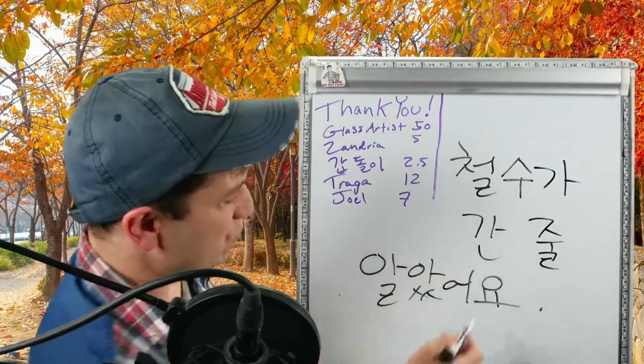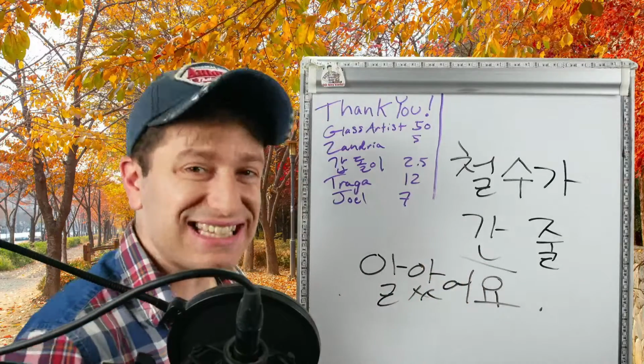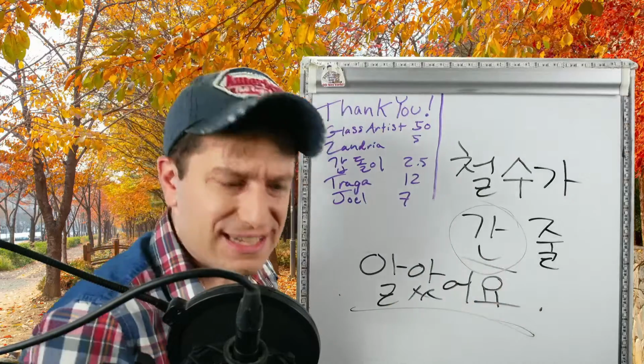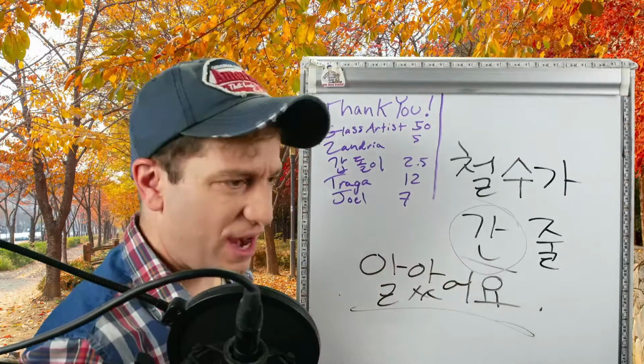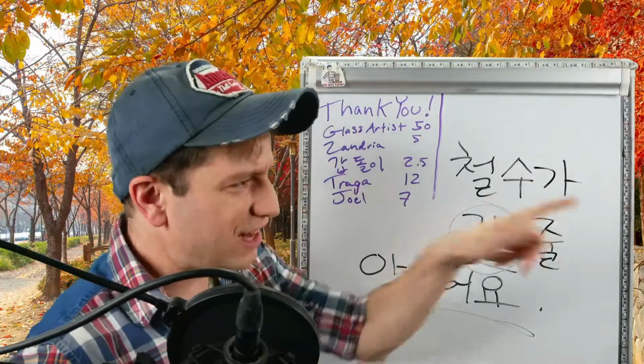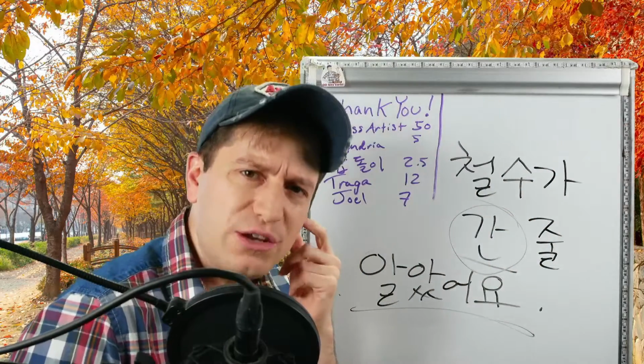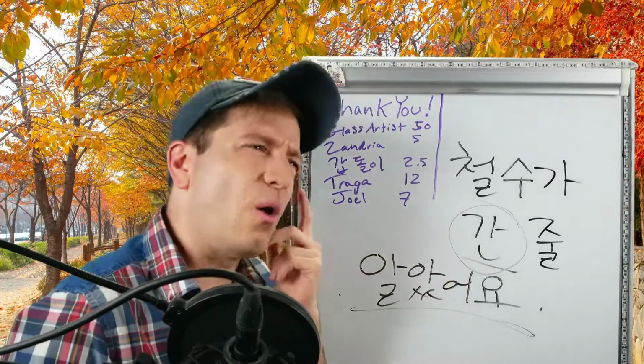철수가 간 줄 알았어요. 가다 in the past tense, 간. So I thought, or I knew, that he went. 철수가 간 줄 알았어요. I thought 철수 went, so you're telling me that 철수 didn't go? 철수가 간 줄 알았어요. I thought that he went. Or he did go. Yeah, I knew he would go.